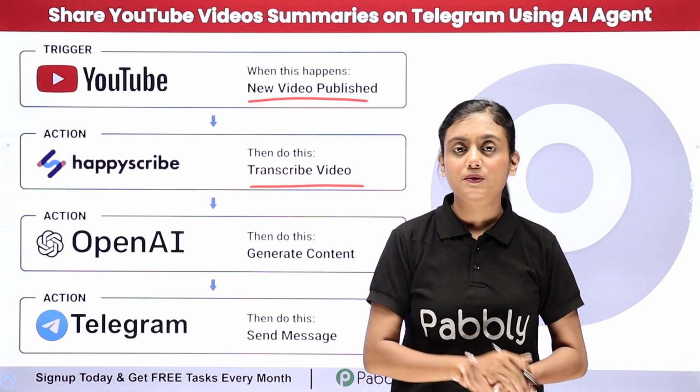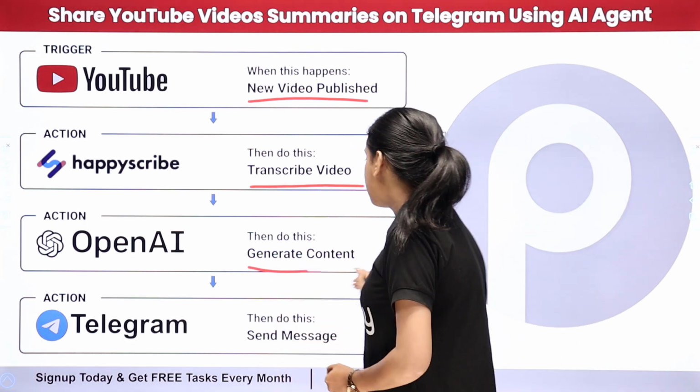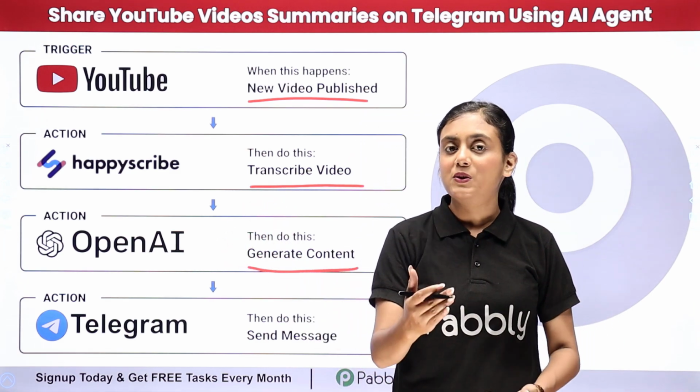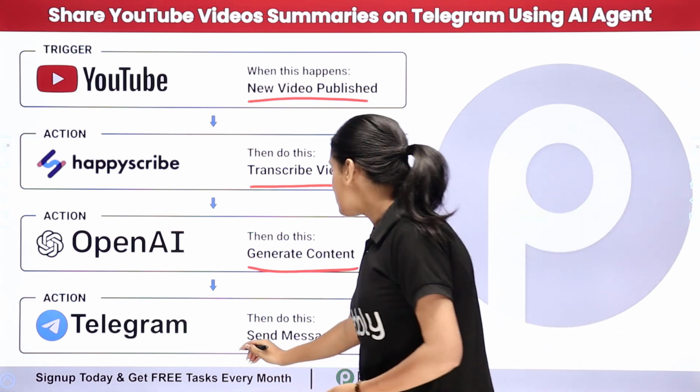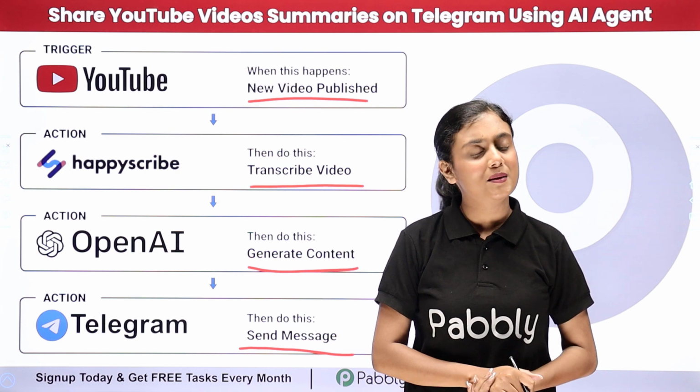As the transcription is generated, automatically an AI agent generates the summary of the transcription of our video. As the summary is generated, automatically a message is forwarded to my Telegram channel with the link of the video that has been uploaded.